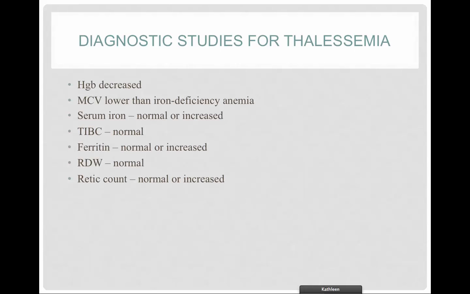The retic count is elevated in blood loss, and it's decreased in iron deficiency anemia. If you look at the retic count for thalassemia, it's normal or increased. It's decreased in iron deficiency anemia.